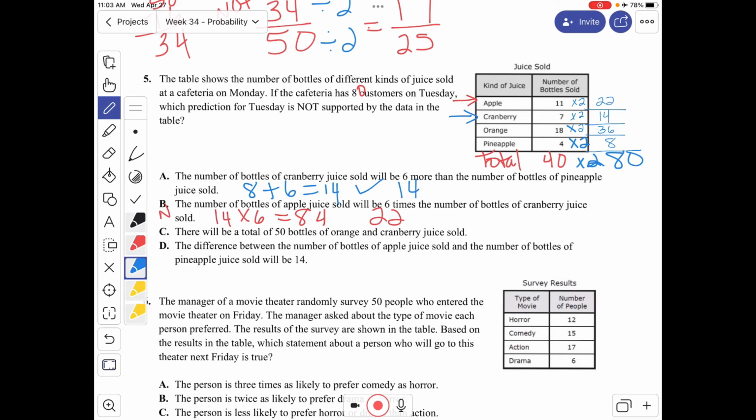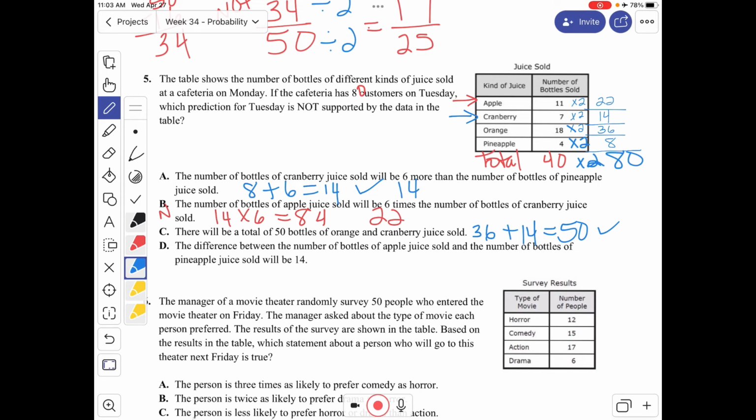Letter C. There will be a total of 50 bottles of orange juice and cranberry juice sold. So orange plus cranberry, add those together. And yes, you do get 50, so that one is also correct.